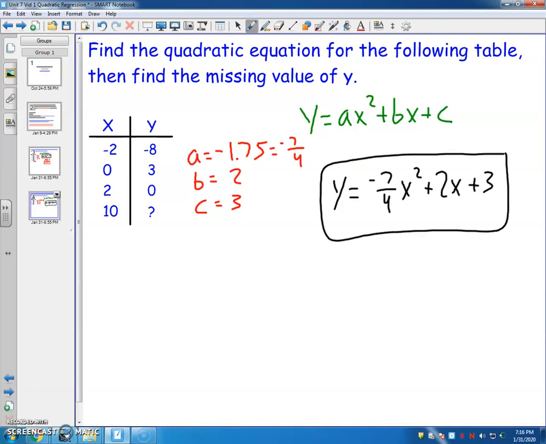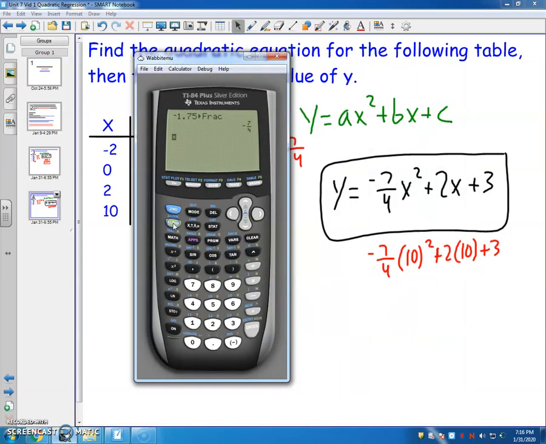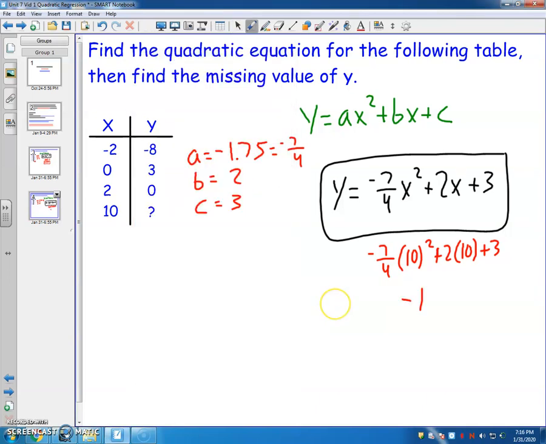We found our equation, now we find the missing value of y. It says plug in 10 for x. So we're going to do -7 over 4, parentheses 10 for x, squared, plus 2, parentheses 10, plus 3. I'm just going to type it in the calculator since we get one on this test. So alpha y equals, for a fraction, -7 over 4. Next to it in parentheses is 10, close parentheses, squared, plus 2, parentheses 10, plus 3, enter. I get -152. So y equals, alright, so I found this missing number right here, -152.